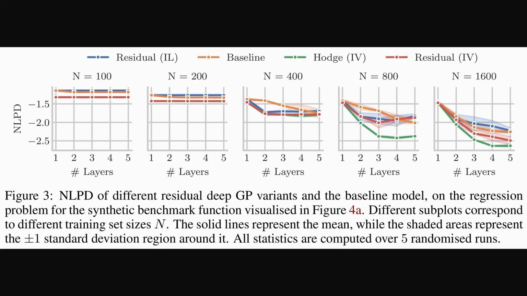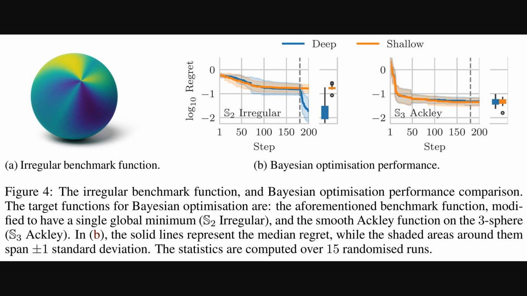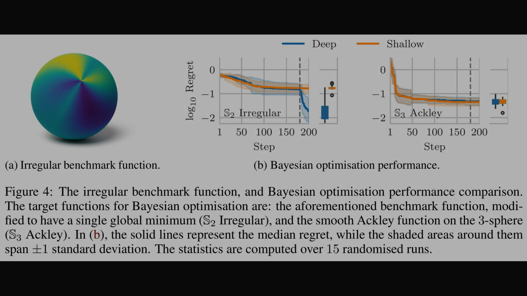larger datasets. Beyond just regression, this figure looks at Bayesian optimization. Part A shows a complex, irregular function on the sphere, and Part B compares how well the deep model, shown in blue, versus a shallow model in orange, optimizes this function, and another one called Ackley. Okay, the deep model finds a better solution, lower regret, especially for the irregular function as the optimization progresses, showing its advantage for complex tasks.